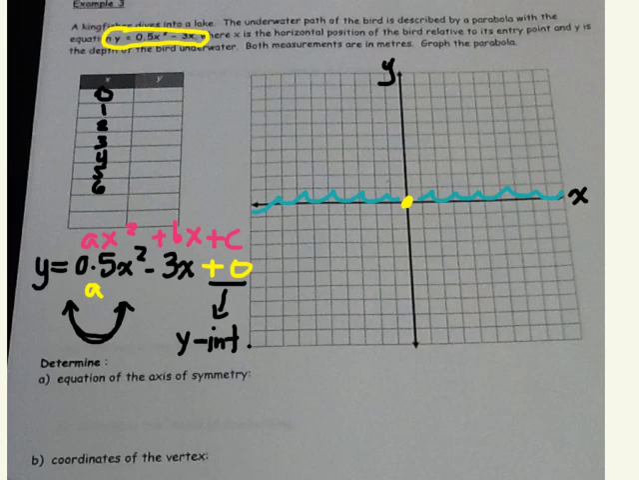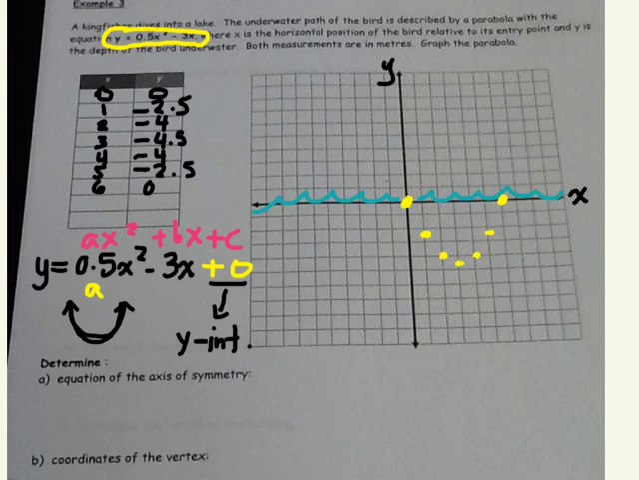So using the equation, we're going to fill out this table. Well, we already know that if x is 0, y is 0. We already know that point on the graph. Fill in the rest of it. So once we fill in the table, we can plot these points. 1 and negative 2.5, 2 and negative 1, 2, 3, 4. Okay, so the path of the bird, it starts here and it goes underneath the water and it comes back up. That was a horrible curve.